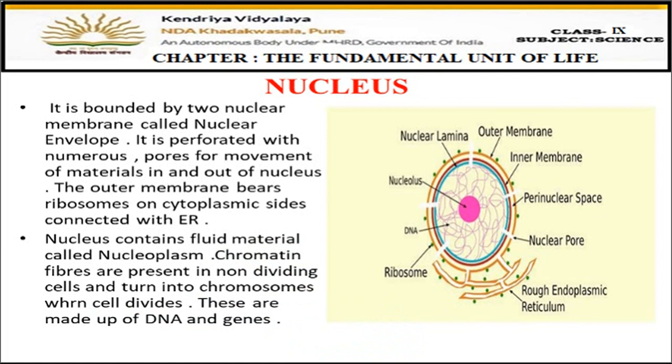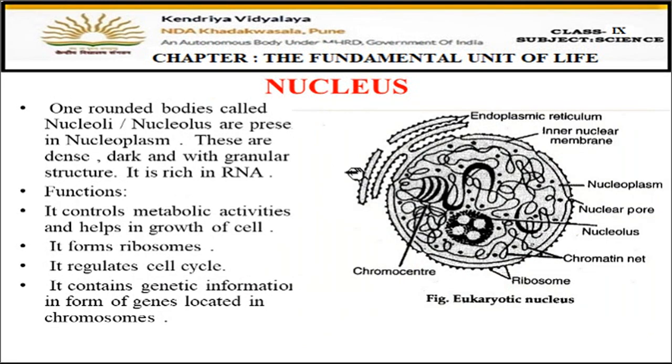Now let us see the next slide, which is again the structure of the nucleus. One rounded body is called the nucleolus. You can see here that in the nucleus there is one round, spherical body present, which is known as the nucleolus. So every nucleus has a round spherical structure in the center or at the side of the nucleus, which is called the nucleolus. This nucleolus is actually floating in the nucleoplasm. Nucleoplasm is the liquid which fills the nucleus, right?